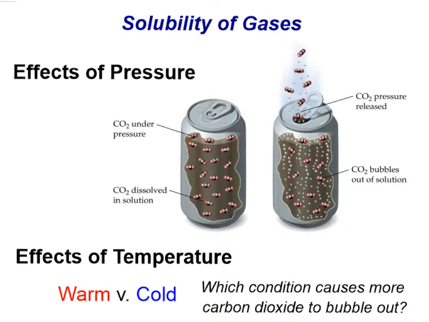Temperature definitely affects solubility of gases. Warm versus cold. Which condition do you think causes more carbon dioxide to bubble out? Well, more carbon dioxide is going to bubble out of a warm soft drink than a cold soft drink. You probably realize that because if your can is sitting in the warm sunshine, it's probably going to go flat quicker. But another way to think of that is that you can increase the amount of gas that you're dissolving in the liquid when it's colder.